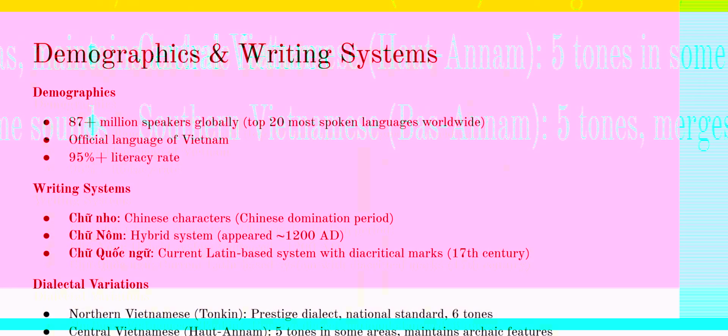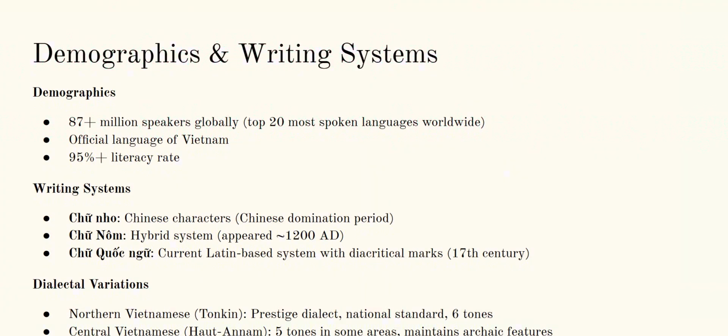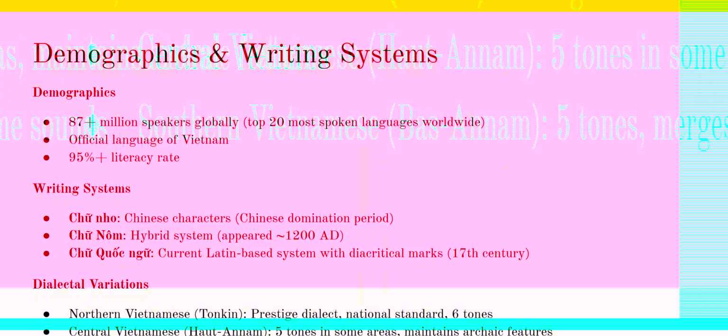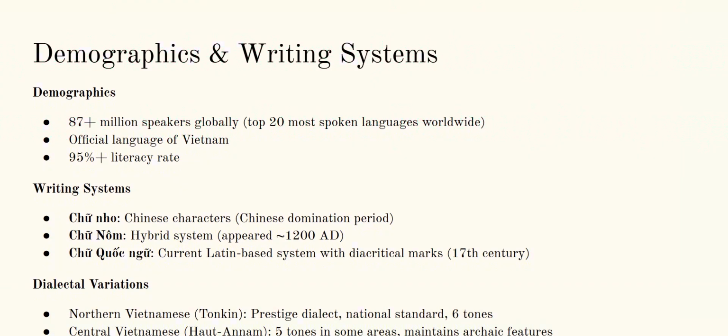So if we talk about demographics and writing systems of Vietnamese, we have 87 plus million speakers, and it is among the top 20 most spoken languages worldwide. It is the official language of Vietnam, and Vietnam has a literacy rate of over 95%. As I told, after the Latin script was introduced, the literacy rate increased by a high level.